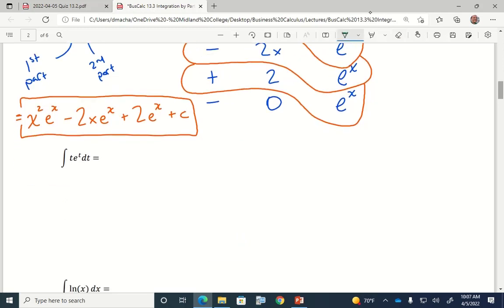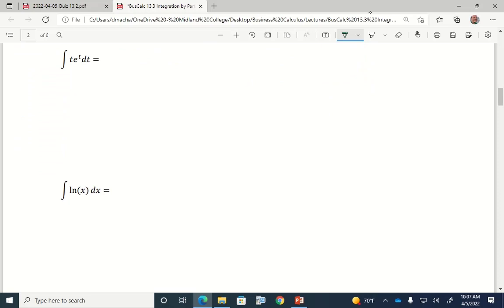Okay, so moving on to our second one here. I have the antiderivative of t times e to the t. Noticing that we can't solve it by u substitution, I'm going to draw my little table, plus, minus, plus, minus. In my second column, I'm going to write t. And in my third column, I'll write e to the t. And so what's the derivative of t? 1. And what's the derivative of 1? 0. Okay, so I'm good there.